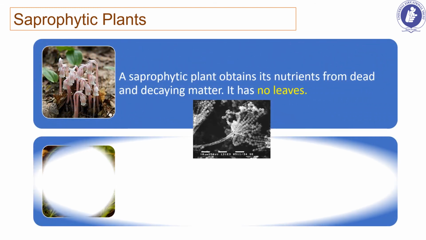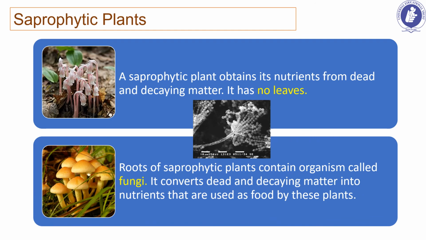These saprophytic plants obtain their nutrients from dead and decaying matter. As we already told, they have no leaves. Roots of saprophytic plants contain an organism called fungi. You can see the microscopic picture of fungi shown over there. So what is special about fungi? Fungi can convert dead and decaying matter into nutrients. Those nutrients are absorbed by the roots of these plants.